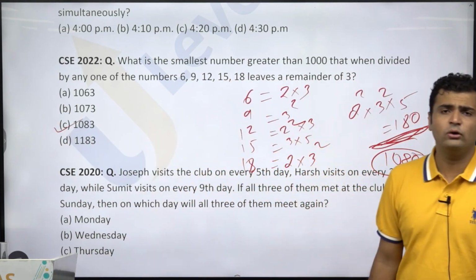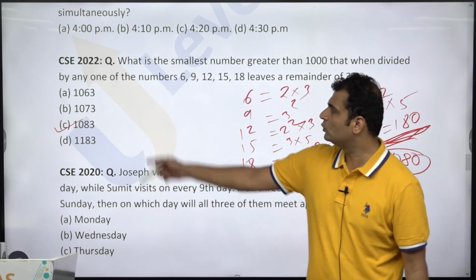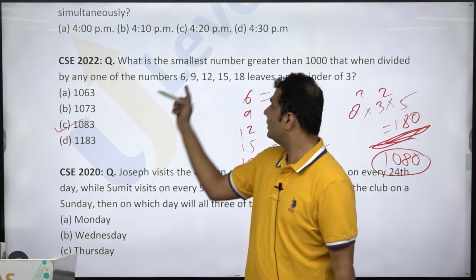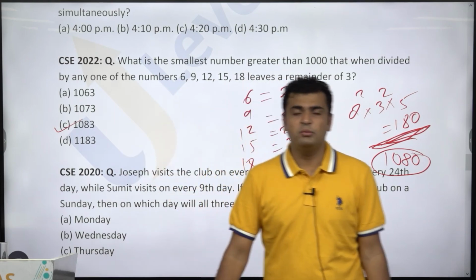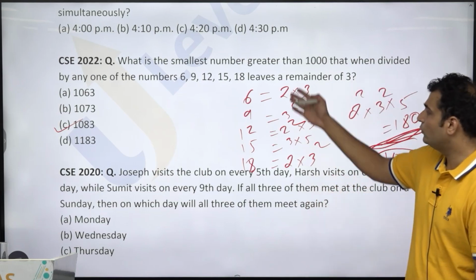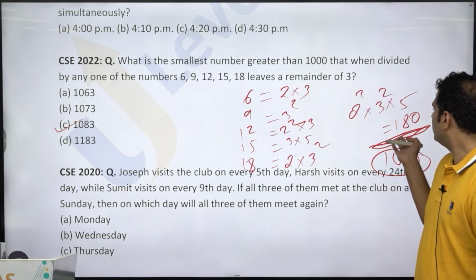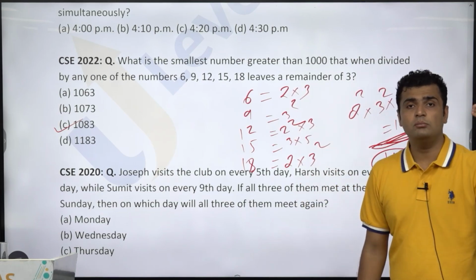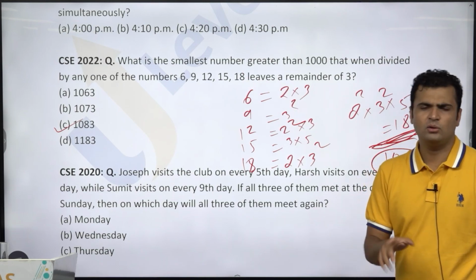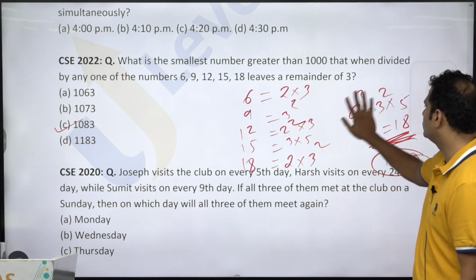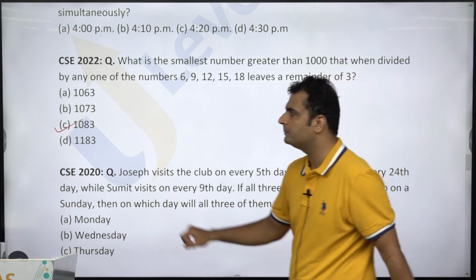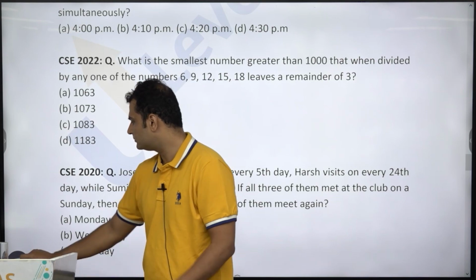आंसर आ जाएगा. So I have told you 2 ways. One way is you just divide these numbers by these quantities, and जहां पे भी आपको आ जाए रिमाइंडर 3 हर केस में, you are done. Or you find out the LCM of all these numbers, find a multiple of the LCM which is just more than 1000, and add 3. Any one of them is fine. कोई भी यूज कर लो, but this is again a repeatable question. 2-3 बार पूछा गया है, इसलिए I have mentioned it here.